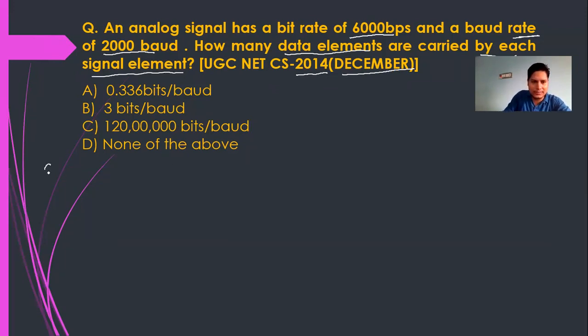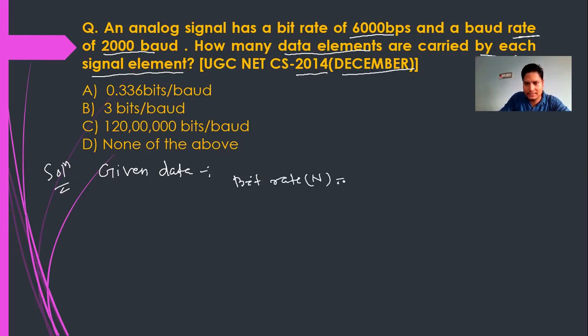So here is the solution. The given data: the bit rate is given. Bit rate means N, the value of N is 6000 bits per second. And the baud rate, that is the signal rate S, is equal to 2000 baud. Okay. So now, how many data elements are carried by each signal element?